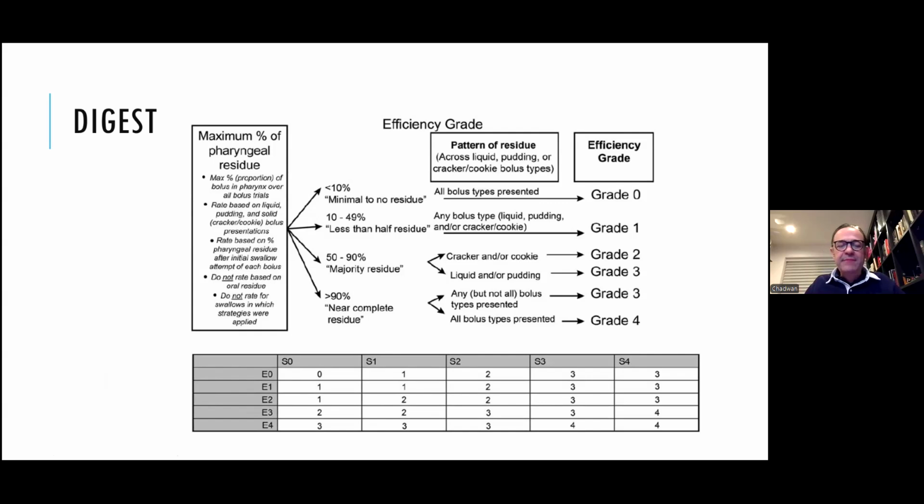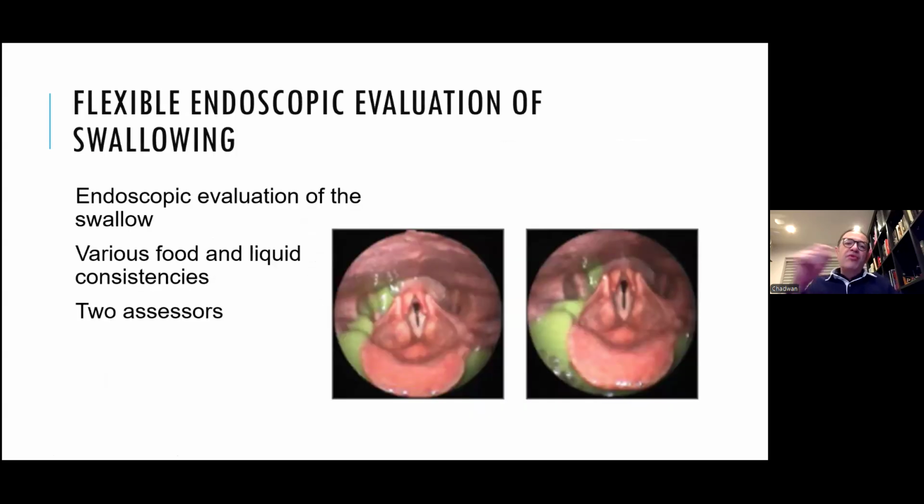So, moving on, the second tool that we use when we're doing our instrumental evaluation is the flexible endoscopic evaluation of swallowing, or FEES. So you try to see the patient while they're swallowing using an endoscope. We put a scope down the patient's nose, and we start giving them various food and liquid consistencies, and we observe them swallow.